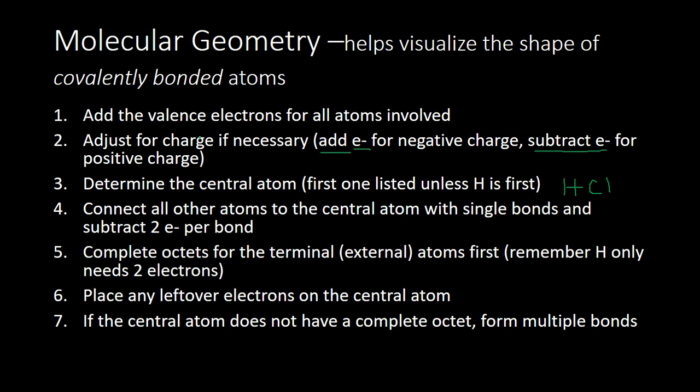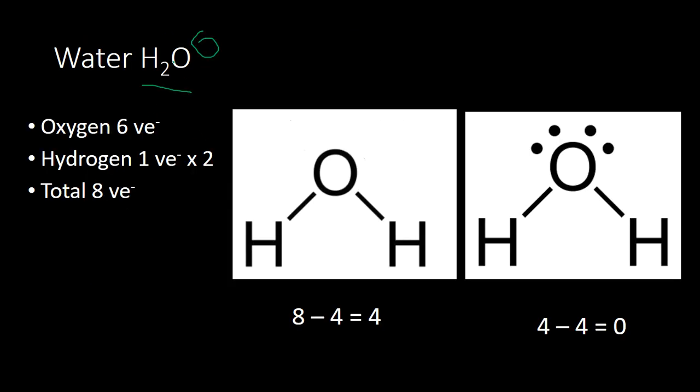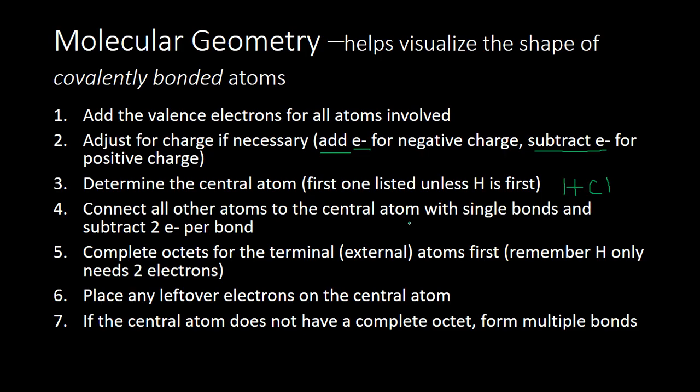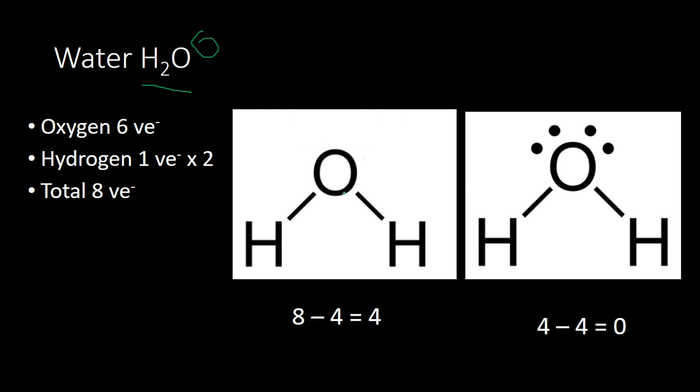Determine the central atom. It is not going to be H because even though it is the first one listed, that's a boring one. So we're going to start with our oxygen in the middle. And then we are going to connect all other atoms to the central atom with single bonds. So the central atom is oxygen. We're going to single bond 2 hydrogens off of that. Each of these bonds has 2 electrons in it, if you recall. So there's 2 electrons there and 2 electrons there. So our total was 8, and we're going to subtract the 2 for this bond and the 2 for that bond. So -4 for a total of 4 electrons left in this picture that we're trying to draw.